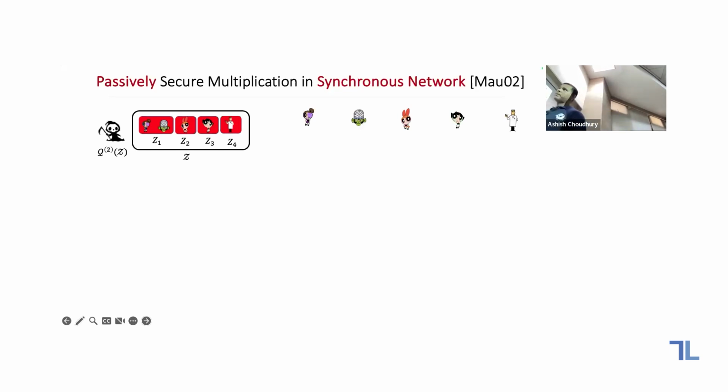For passive corruption, the necessary condition for the adversary structure will be the Q2 condition. Q2 condition means that the union of any two subsets from the adversary structure should not cover the entire set of parties.